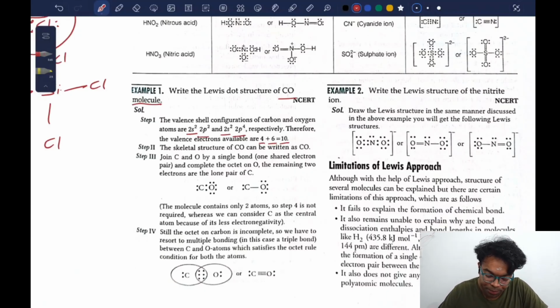Now, what is happening here? So, 1, 2, 3, 4, 5, 6. Carbon is forming a triple bond with oxygen. When it is forming a triple bond with oxygen, what happens? The carbon's, wait, 4, 1, 2, 3, 4, 5, 6, 7, 8. Yeah, the octet is getting complete. Even oxygen also has a complete octet. So this is how you form the carbon monoxide molecule electron dot structure. Do you have any doubts in this, Drupad?